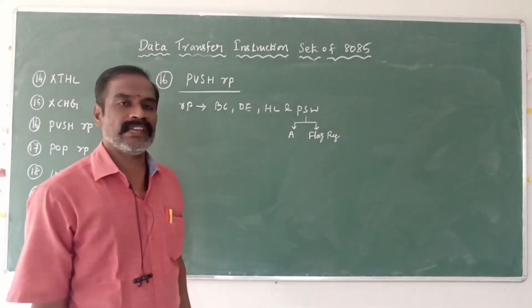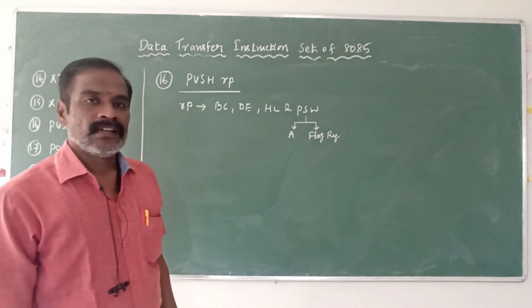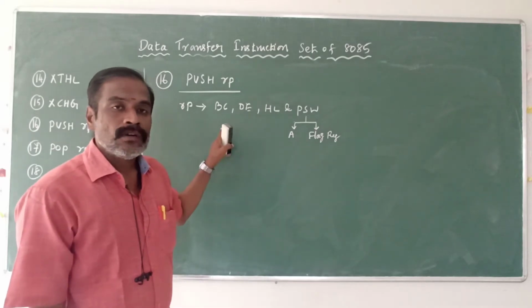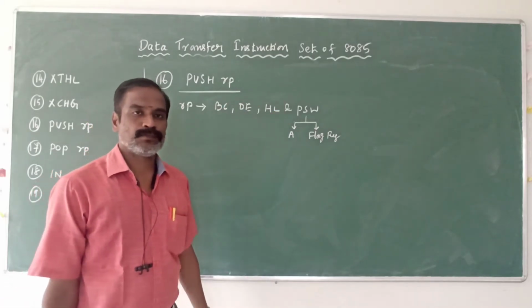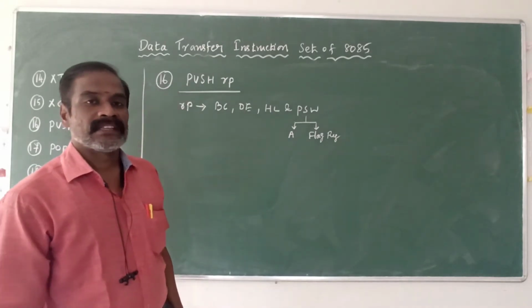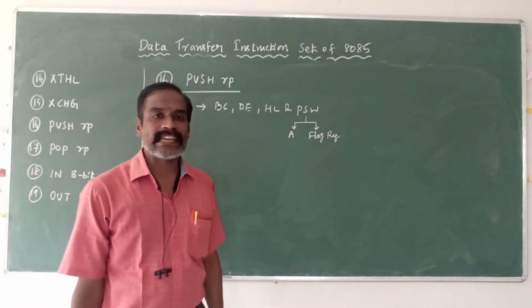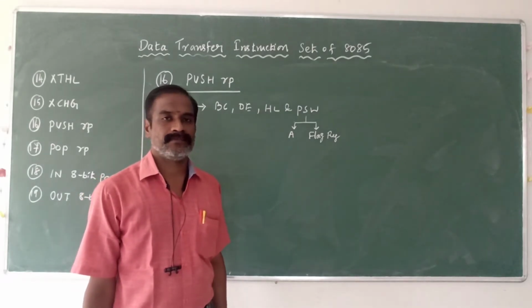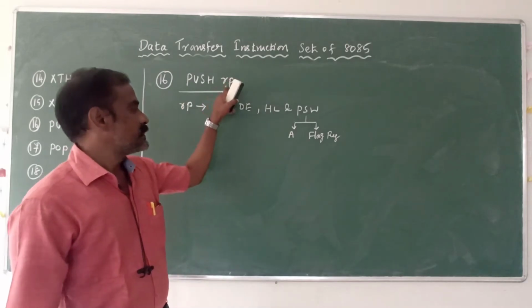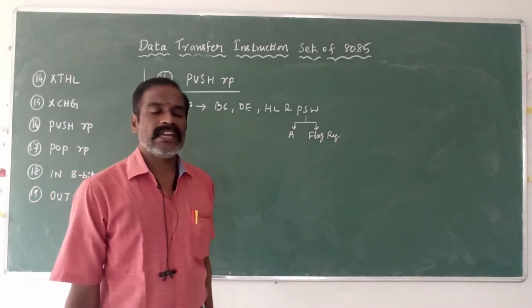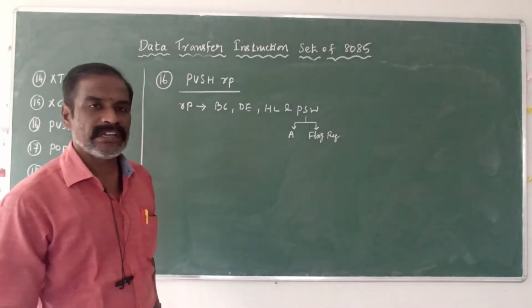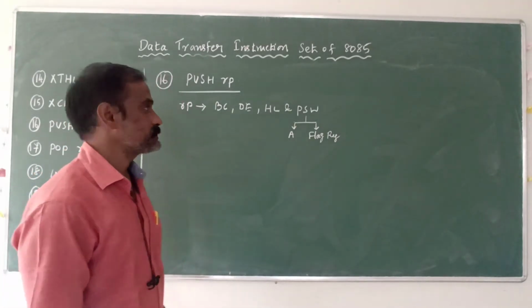Okay. Here PUSH RP means the content of the register pair is pushed into the stack. At that time, the stack pointer address will be decremented twice. The given register pair content is temporarily stored in the stack. At that time, the stack pointer address will be decremented twice.